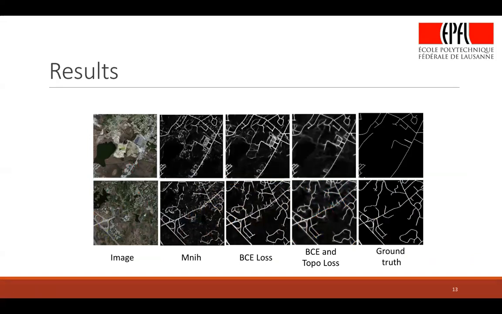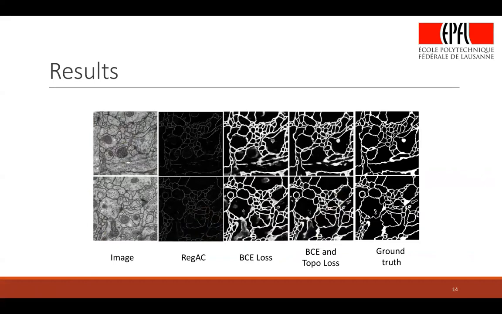So just by looking at qualitative results, we can see that the predictions that we obtain by training the network with binary cross-entropy have more noise in the background, and also the lines are not as structured, not as smooth as compared to the predictions that we obtain when training the network using topology loss. Here we have some more examples of the results that we obtain with neuronal membranes in electron microscopy images.